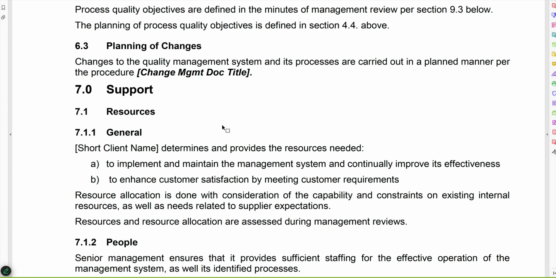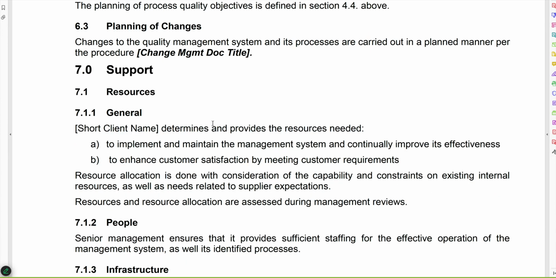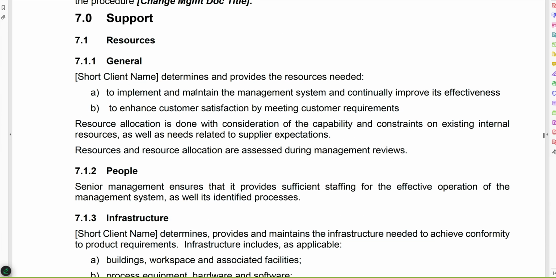Another point, of course, is about the planning of changes. So in the quality manual, we write that changes to the quality management system and its processes are carried out in a planned manner per the procedure. And here we are going to write down the procedure that the management wrote. Now for the remaining sections, we can talk about section 7, about the resources. Here we write down that the client name, of course the company, determines and provides the resources needed to implement and maintain the management system and to enhance customer satisfaction.